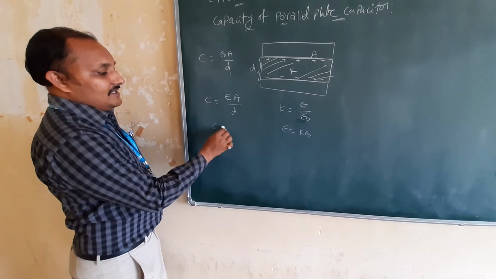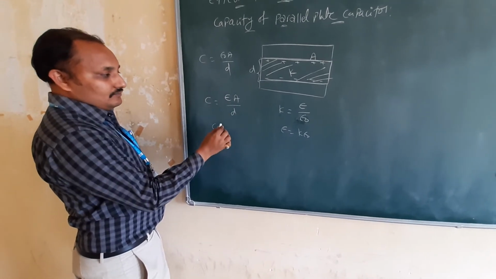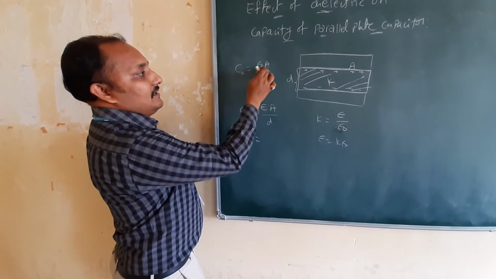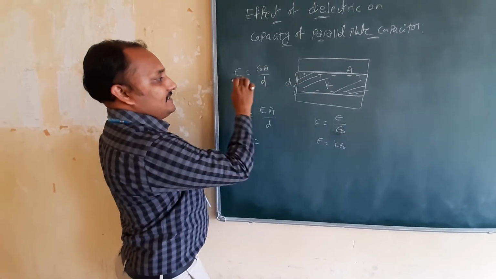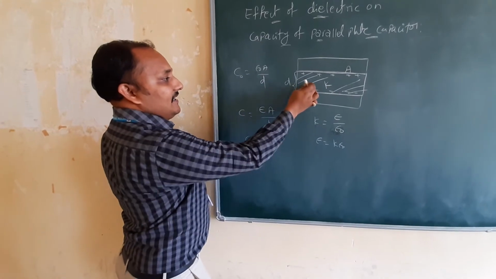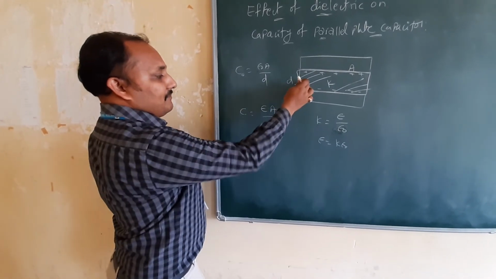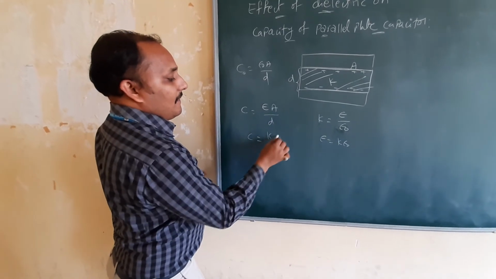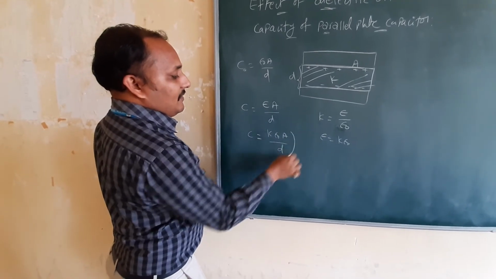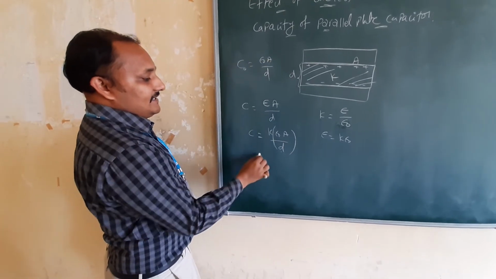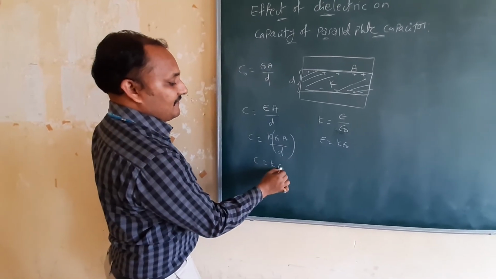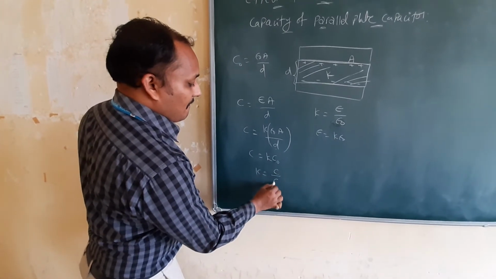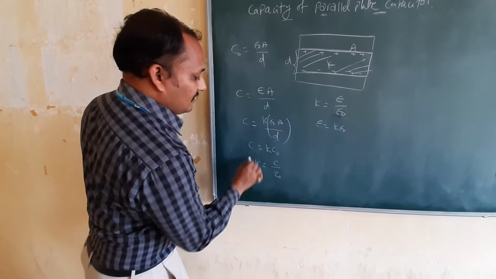That you can write as C is equal to K epsilon naught A by d. C naught is nothing but the capacitance whenever air is there. Now we are calculating C whenever a dielectric is there, whenever some medium we place in between two metal plates. What is epsilon naught A by d? We can write it as C naught, just to show the difference. Now K is equal to C by C naught.